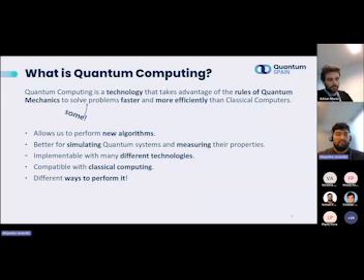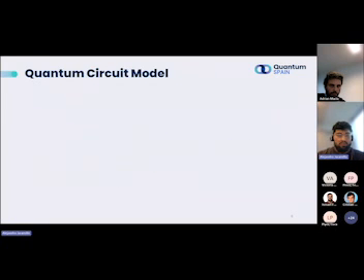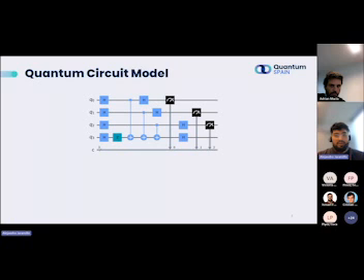Lastly, I would like to point out that there are many different ways to perform quantum computing or to use a quantum system to solve a problem. And today, the way I would like to talk about is called the circuit model, which is also one of the most extended models and ways to do quantum computing. So here you can see what a quantum circuit looks like.